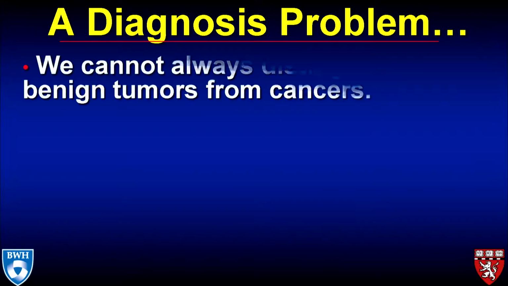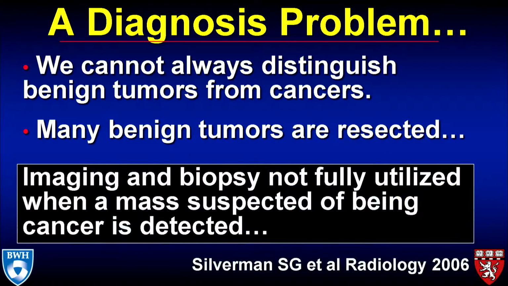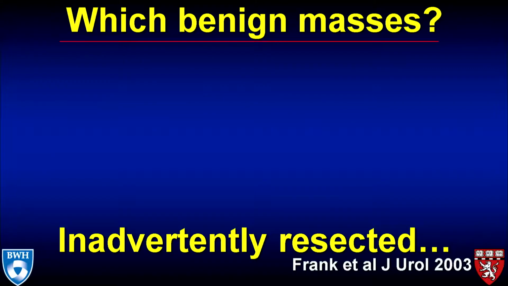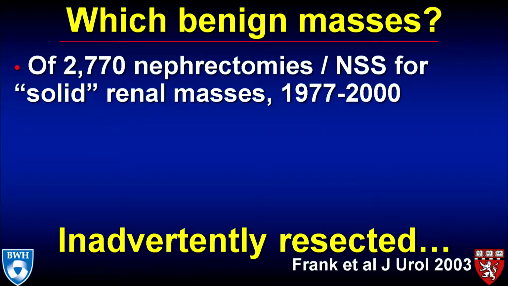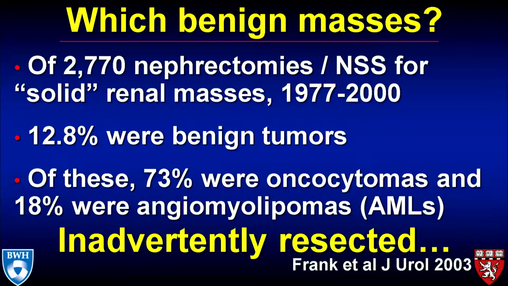So we really have a problem as radiologists. We're not distinguishing benign from malignant disease properly. As a result, many benign lesions are being resected. And I believe that it's because we're underutilizing imaging and biopsy when a mass suspected of being cancer is detected. Now, which benign masses are we talking about? We can go back many years to an original Mayo Clinic study which showed that the benign lesions are typically oncocytomas and angiomyolipomas. And you say, why are these being resected unnecessarily?